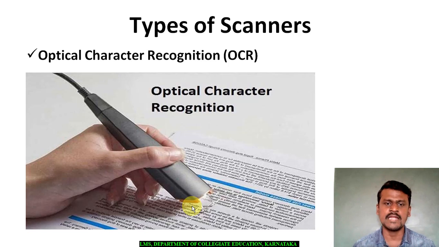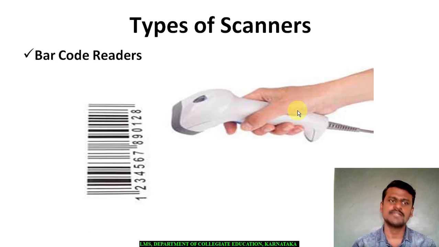Likewise, the optical character recognition will happen for reading documents. You can also read a hard copy or a book or handwritten letters or handwritten paragraphs or sentences, right, using the optical character recognition. So this is how the optical character recognition will work. Now we will see one more scanner, that is barcode readers.